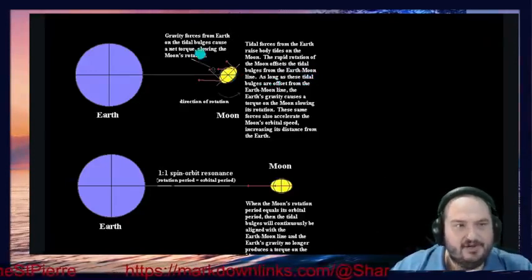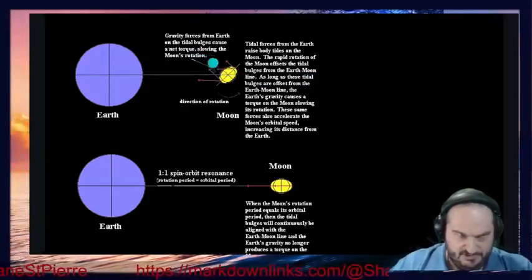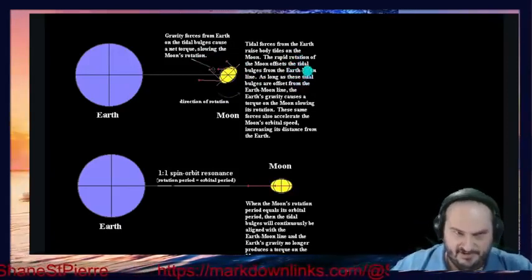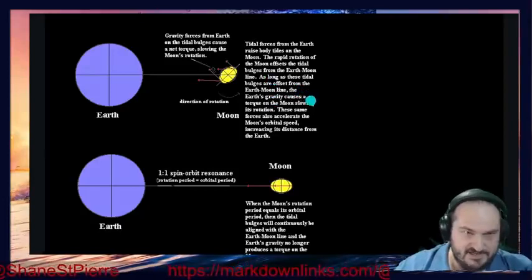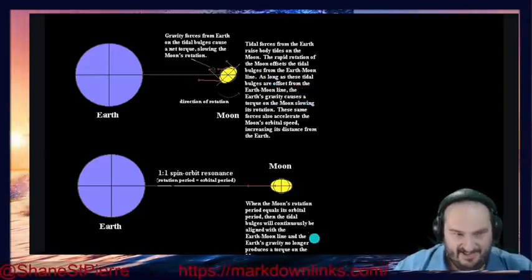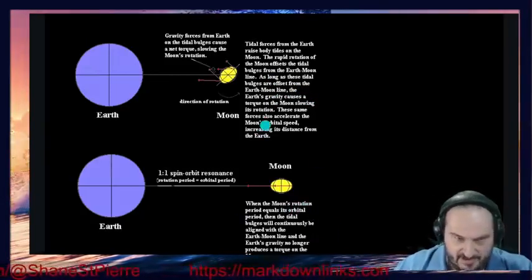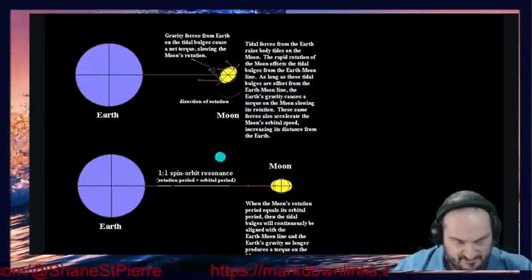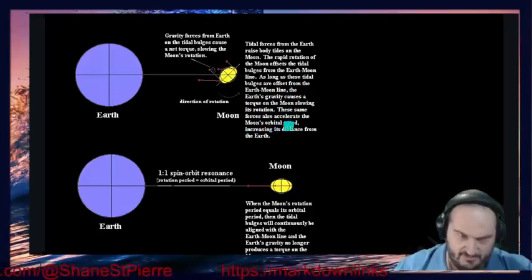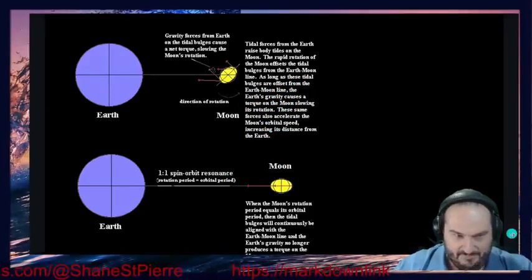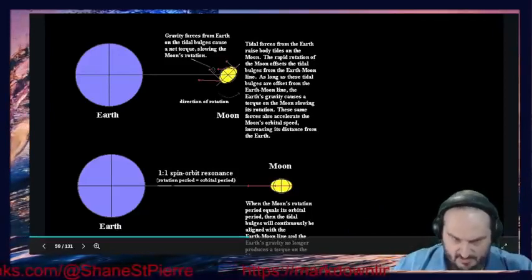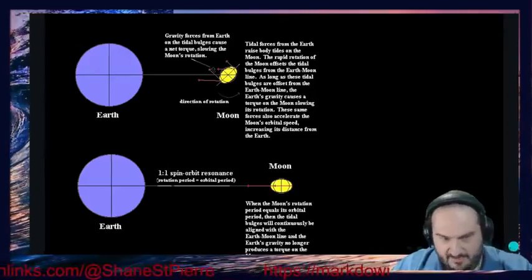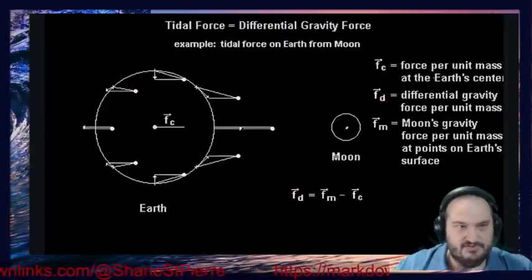So again, here, gravitational forces from Earth's tidal bulges give you a net torque, right? Tidal forces from the Earth's body raise tides on the moon. The rapid rotation of the moon offsets the tidal bulges from the Earth. So they're saying that each body exerts a force on the other, including gravitational and centrifugal. As long as these tidal bulges are offset, the Earth's gravity causes a torque on the moon, slowing its rotation. So it's an off-center thing. And again, when the moon's rotation equals its orbital period, then the tidal bulges will continuously be aligned with the Earth-Moon line, and the Earth's gravity no longer produces the said torque.